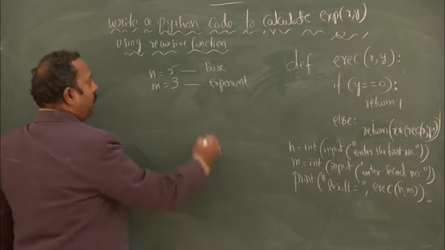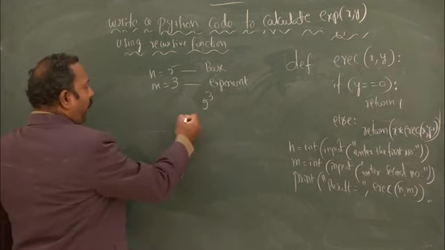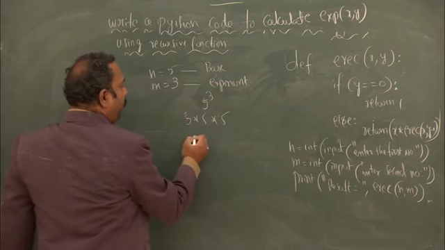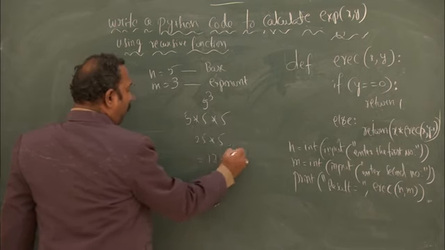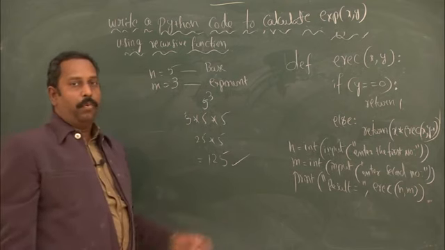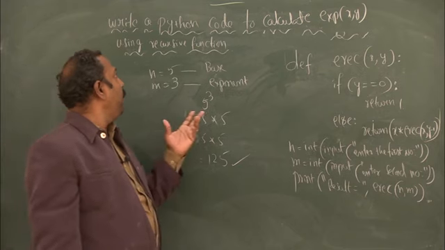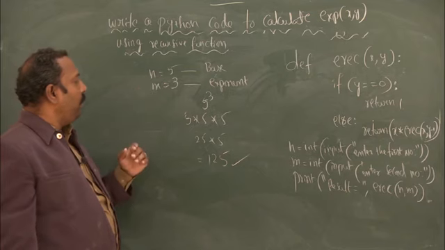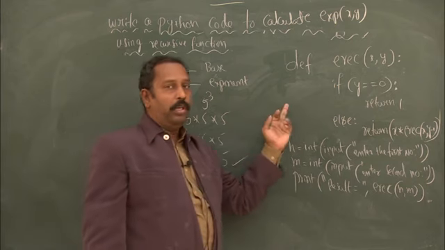Suppose I want to find 5 cube. We already know how to find 5 cube. 5 into 5, 25 into 5 is equal to 125. We have to get the output. So we have to write a logic to find exponent of x power y by using recursive function. So n equal to 5, m equal to 3. So this is the program for finding exponent using recursion.